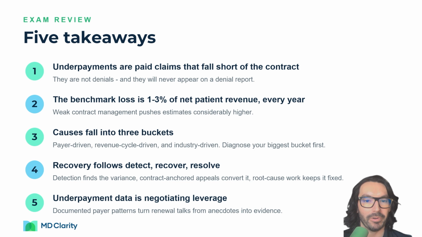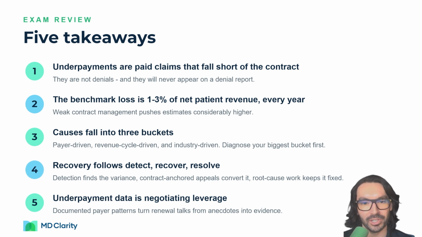Let's consolidate what we've learned today into 5 takeaways. 1. Underpayments are paid claims that fall short of the contract. They are not denials, and they will never show up on a denial report. 2. The industry standard loss is 1 to 3% of net patient revenue every year, and for organizations with weak contract management, estimates run considerably higher. 3. The causes fall into 3 buckets: payer-driven, revenue cycle-driven, and industry-driven. Diagnose which bucket drives your largest dollar losses before you build the fix.